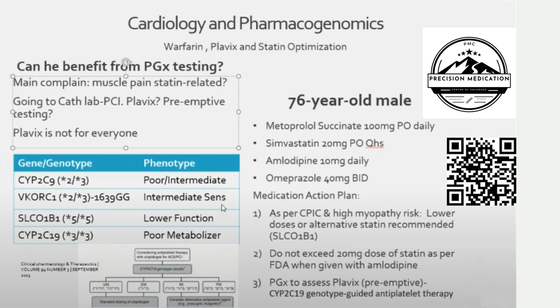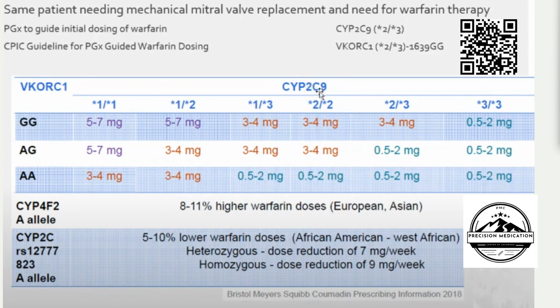Now, how do we go about optimizing the warfarin? The patient is going to be needing mechanical mitral valve replacement and ongoing warfarin therapy for said indication. PGx results can give us guidance on how to initially dose warfarin. As you see here, this is the genotype of the patient, and if we put this to use via the package insert connecting the genotype with the appropriate other genotype, we can see that the initial dosing for the patient would be about 3 to 4 milligrams and adjusting from there as normal based on the patient's INR.